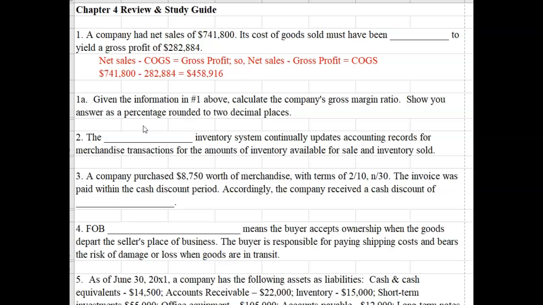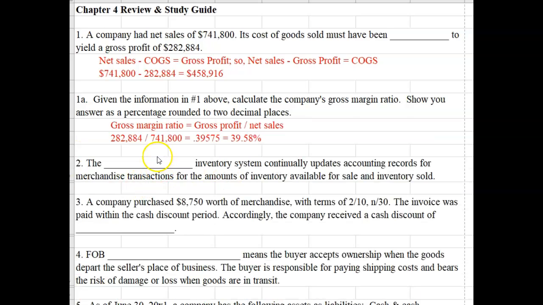Given the information in number 1 above, calculate the company's gross margin ratio. Show your answer as a percentage rounded to 2 decimal places. The gross margin ratio is gross profit divided by net sales. $282,884 of gross profit divided by $741,800 of net sales equals 0.39575. Rounded to 2 decimal places, as a percentage, that would be 39.58%.